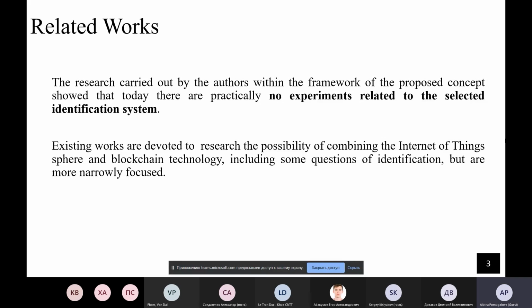So we had to know if there were other experiments this year, and maybe other decisions on how to fix this problem of security and changes in the chain. The research we carried out within the framework of the proposed concept showed that today there are no such experiments with a selected identification system. There were some works devoted to researching the possibility of combining the Internet of Things sphere and blockchain technology, but there is no work with experiments with the DOA system and blockchain.